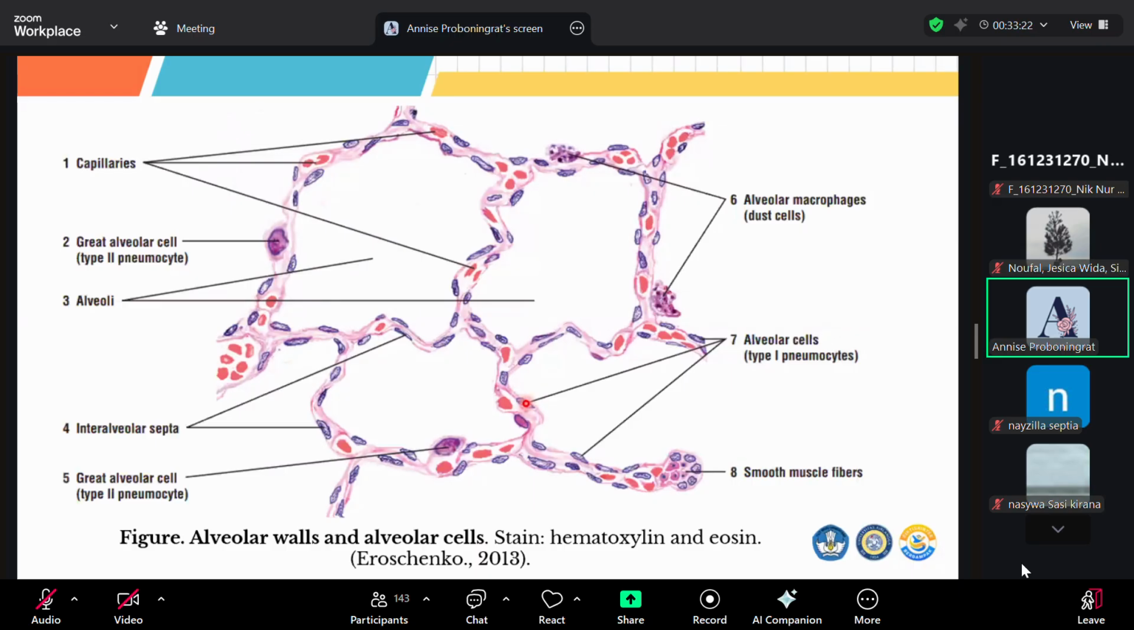Alveolar cells are divided into type 1 and type 2 pneumocytes, and this is the type 1 pneumocyte. And then the type 2 pneumocyte has a dome shape that protrudes towards the lumen of the alveoli. And there are some alveolar macrophages that normally reside near the alveolar septum.